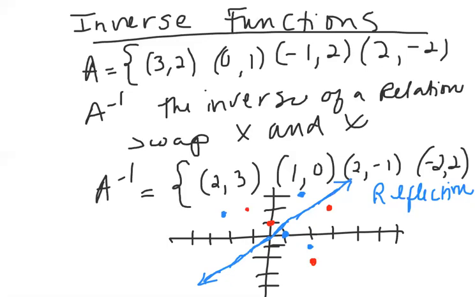This line goes through the origin. The slope is 1. So if a line goes through the origin (0, 0) and the slope is 1, what's the equation of that line? Well, that line just happens to be y equals x. So essentially, a relation or a function and its inverse always reflect across the line y equals x. Why is that? Because y becomes x and x becomes y. That is why.